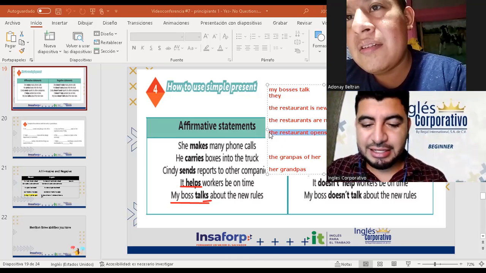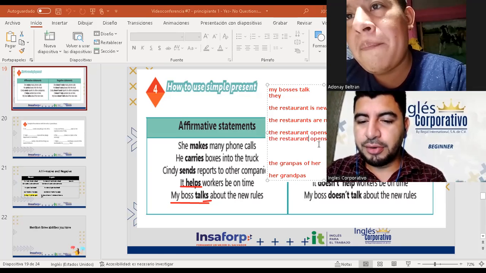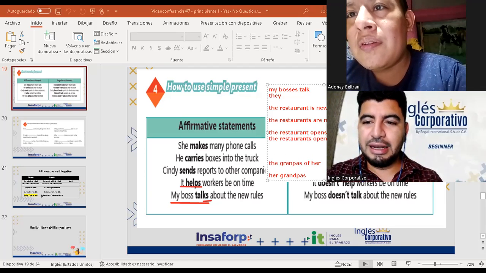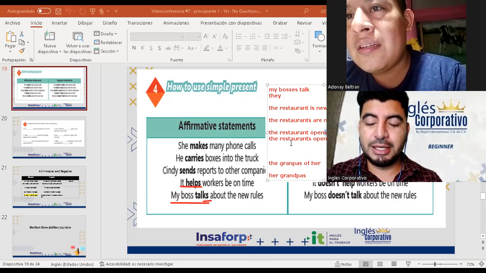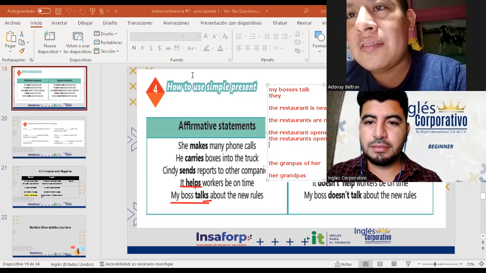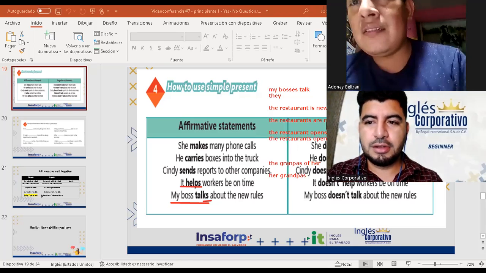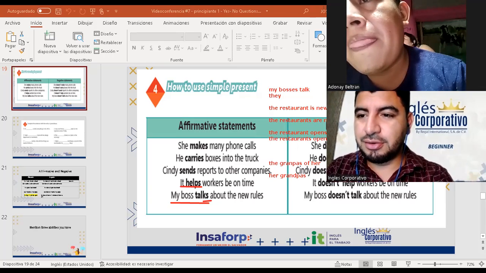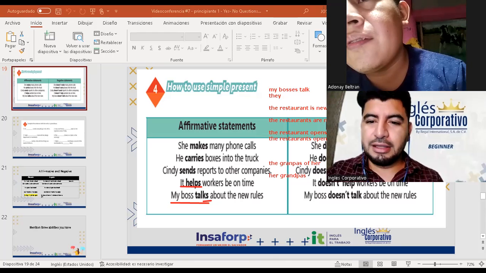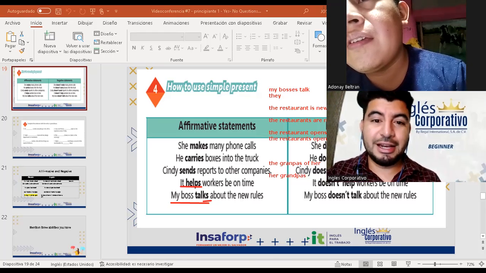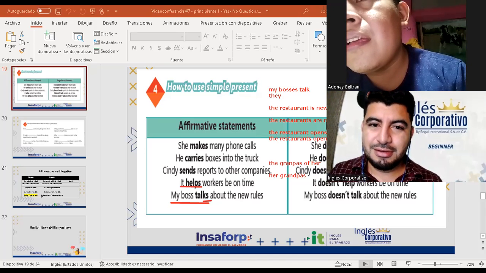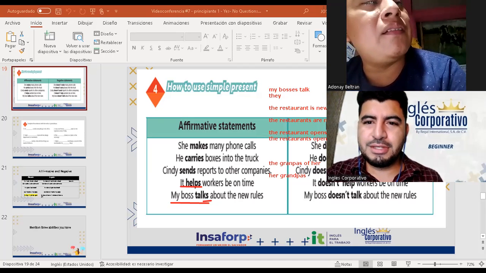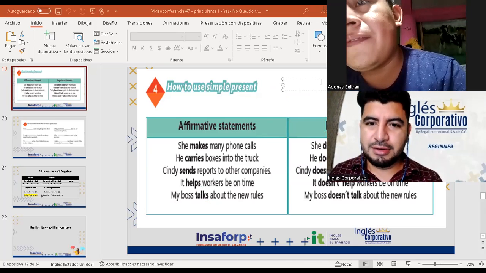Ahora, si a esto le pongo the restaurants, ¿estaría correcto así? Aquí le puse S porque estoy hablando de tercera persona. ¿Por qué lleva la S? Entonces es plural. The restaurants open. Acá ya es plural, ya no es tercera persona. Las terceras personas no llevan S, es singular. Ahí está la duda que tenía. No es tercera persona, sino un plural. Entonces, negativo.